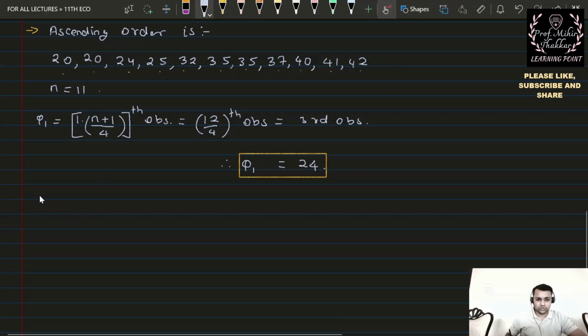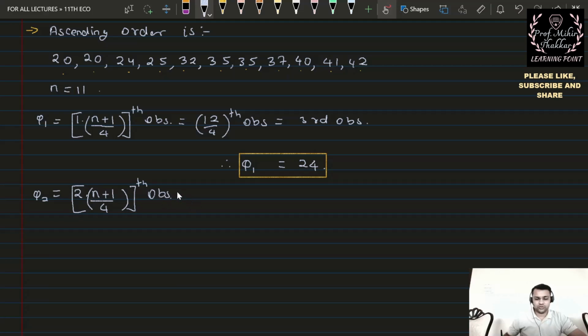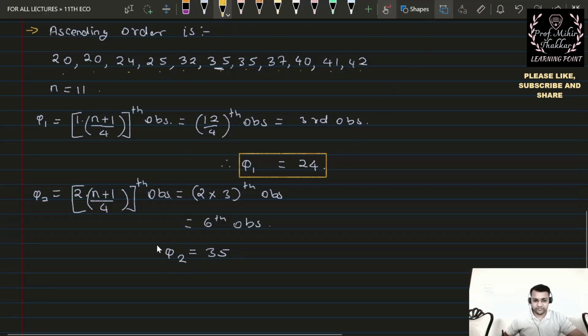Then, in order to get the value of Q2, it is 2 into (n plus 1) upon 4th observation. It's very easy for you guys. (N plus 1) by 4 we have calculated to be the third observation. So 2 into the third observation, which is going to be the sixth observation in the ascending order. So it is third, fourth, fifth, and sixth, which is 35. So your Q2 value over there is equal to 35.